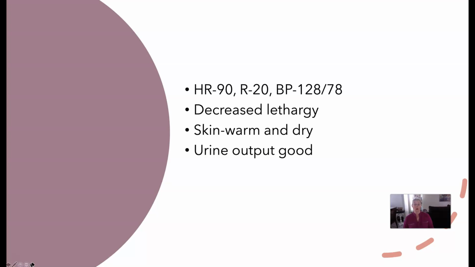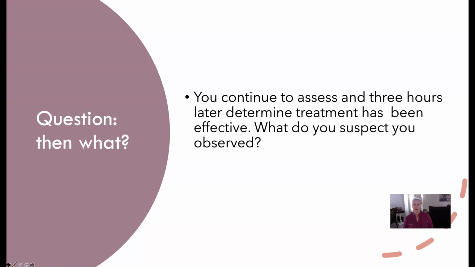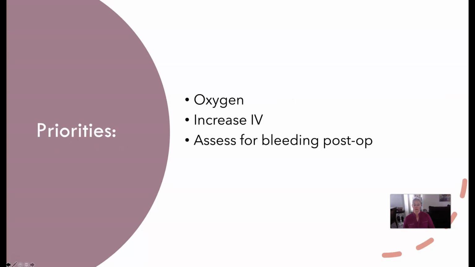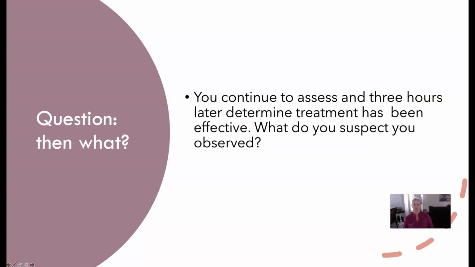When you are looking at a shock patient or any patient in general, you're thinking, is this patient compensated? Before, the patient was decompensated, as you can see, and it could have been worse with the vital signs, but that was post-op. We did not put a scenario of what the vital signs were before, but I would almost bet that they were much worse. All right, so that is an example of post-op. What are going to be your priorities? Oxygen, increase the IV, and assess for bleeding. And that is it.